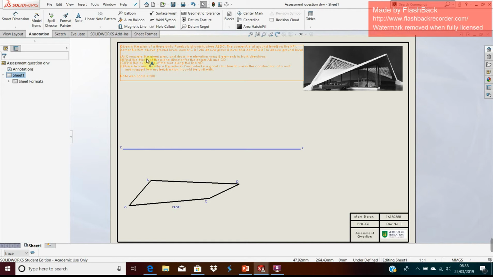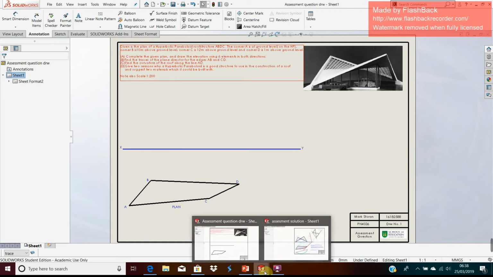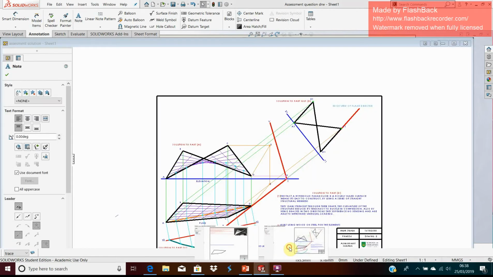So part A reads, complete the given plan and draw the elevation using 6 elements in both directions. Part B, find the traces of the plane director for the edges AB and CD. Part C, find the curvature of the roof along the line AD. And part D, give 2 reasons why a hyperbolic paraboloid is a good structure to use in the construction of a roof and suggest 2 materials which it could be built with. I just included that last part there because I think STEM is becoming so much more important.